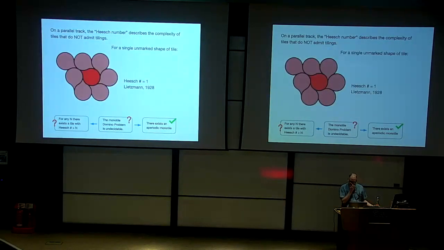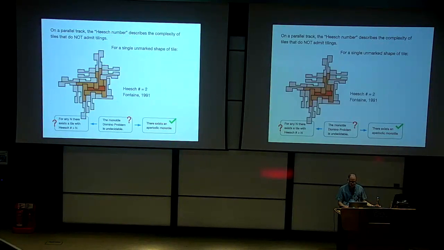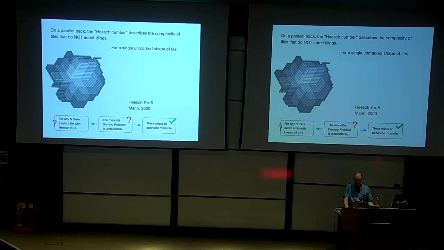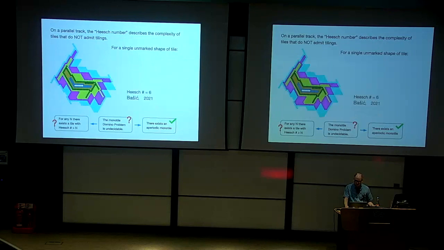So for a single unmarked shape, this is sort of the history. And I didn't realize Anne Fontaine was involved until I was looking at this. I'd forgotten. So the next time I see Anne, I'll have to congratulate her 30 years late or something. And then H, I'm not sure of the name, Amon came up with an H number 3 example, and I'm not sure of the date. And then Casey Mann came up with 5, and then very recently we have this wonderful result with 6. So we don't know in general.